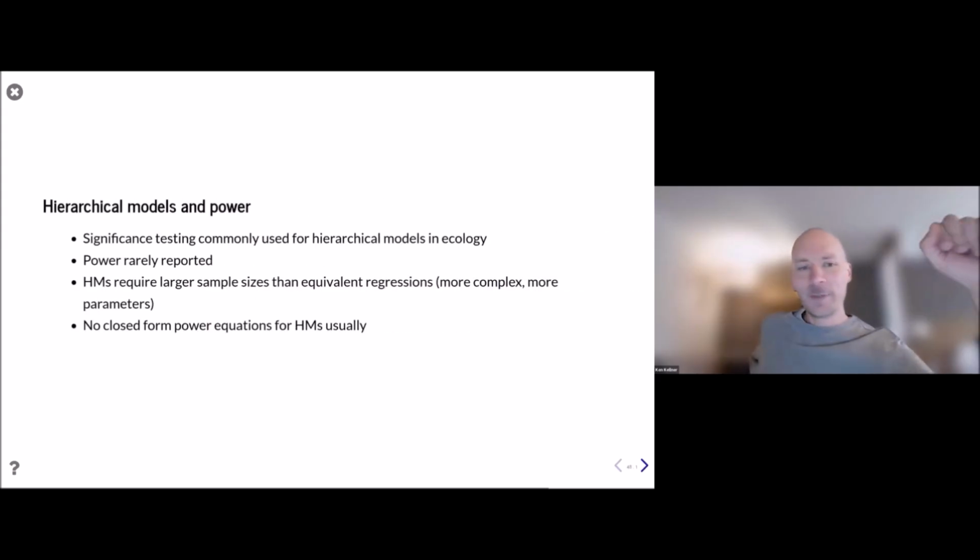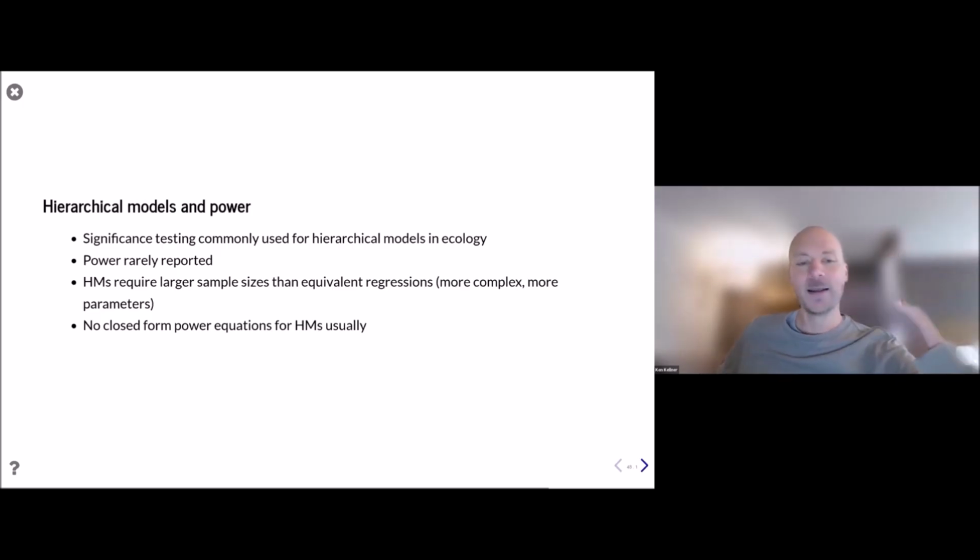So in hierarchical modeling, lots and lots of papers, especially the ones using unmarked, use significance testing versus some other, like more Bayesian approach, for example, that looks at credible intervals or whatever. However, you almost never see anybody do power analyses. And in general, hierarchical models require, I would say, larger or much larger sample sizes than equivalent regression type models that don't have this hierarchical structure. Because they're more complicated, they've got more parameters and so on.